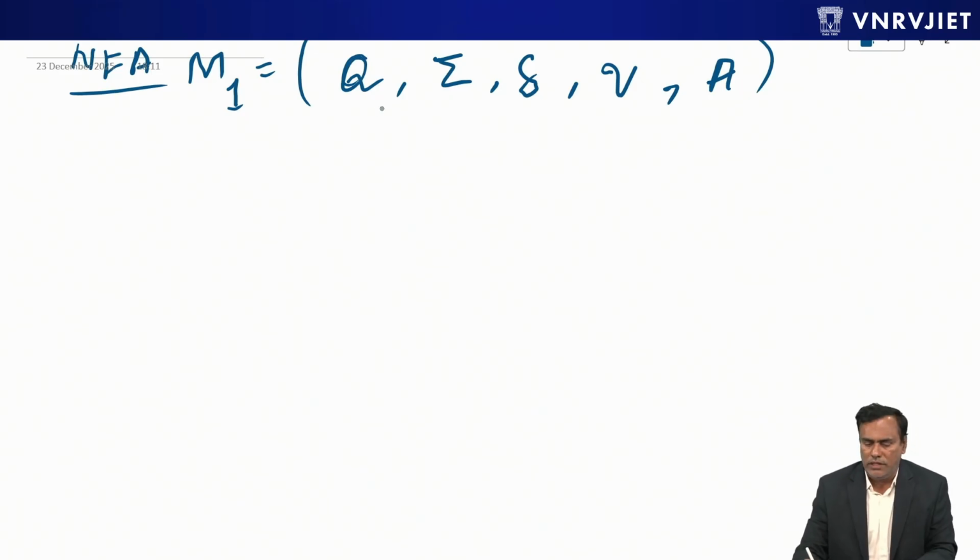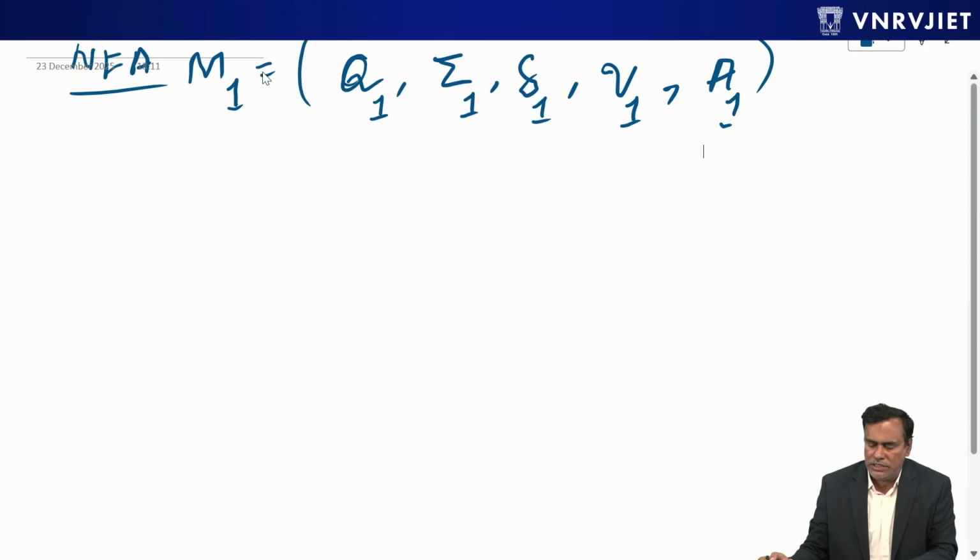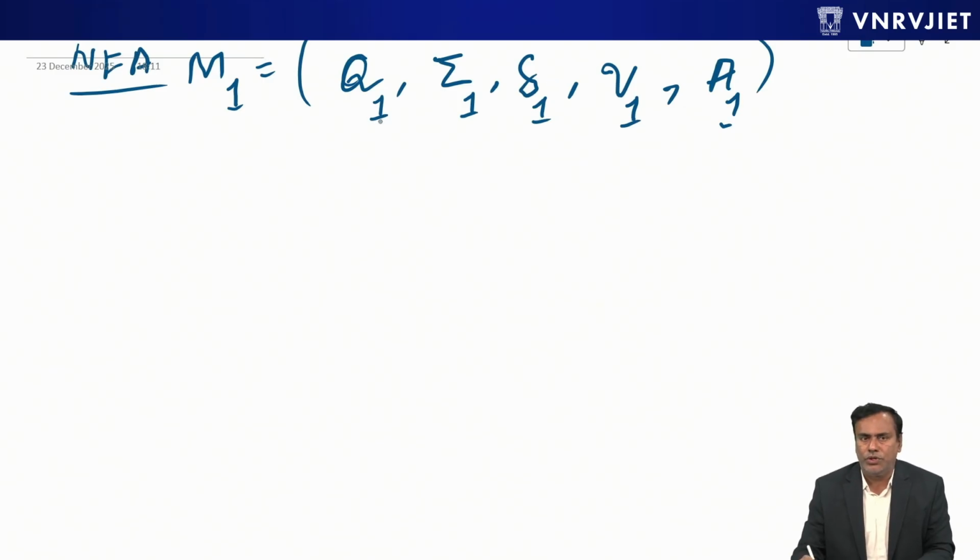Let me use a subscript to differentiate between this NFA and DFA. This is Q1. Whenever you find a subscript 1, it means that it is the NFA. The transition function of this NFA uses the notation delta 1. You know about this five-tuple: Q1 is a set of states, sigma 1 is an input alphabet, delta 1 is a transition function, q1 is a start state, and A1 is the set of final or accept states.